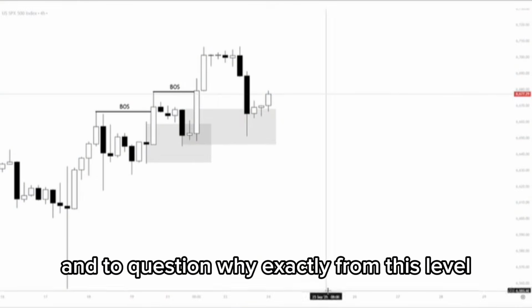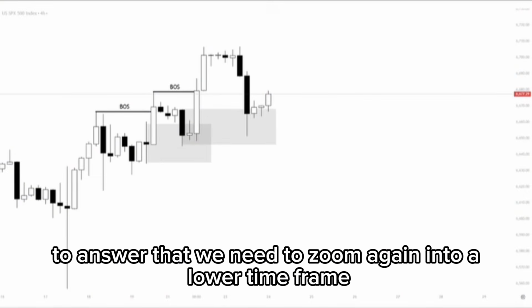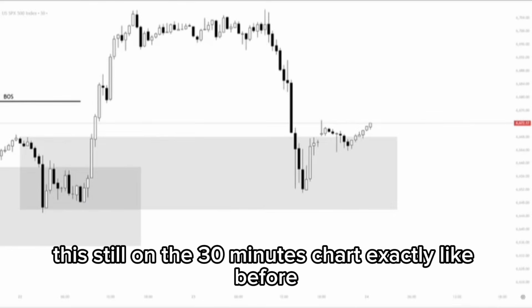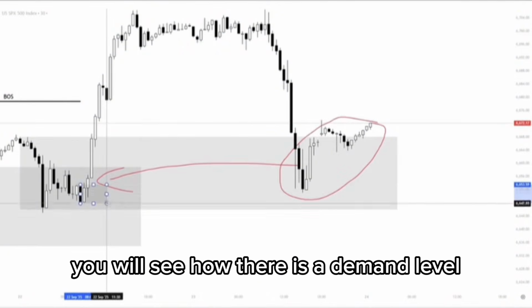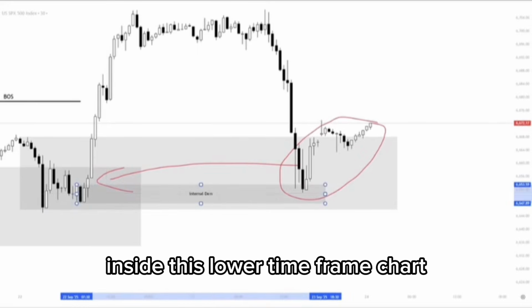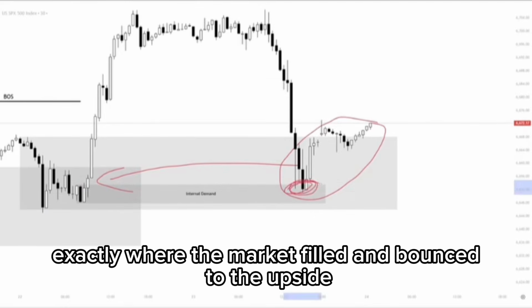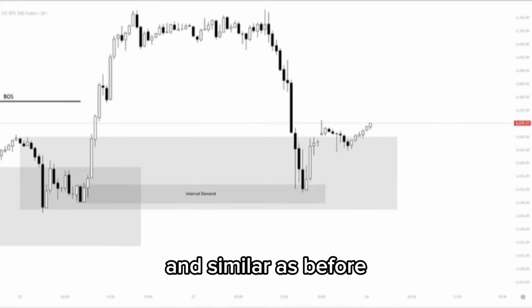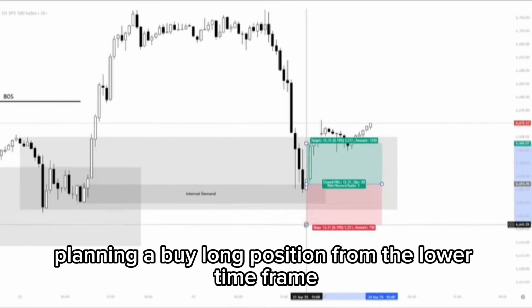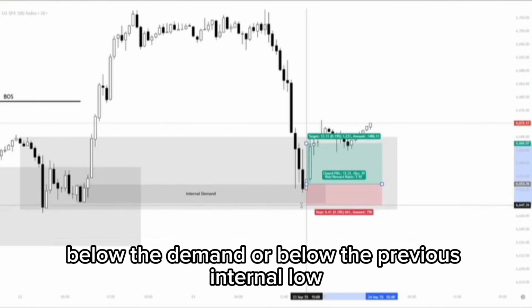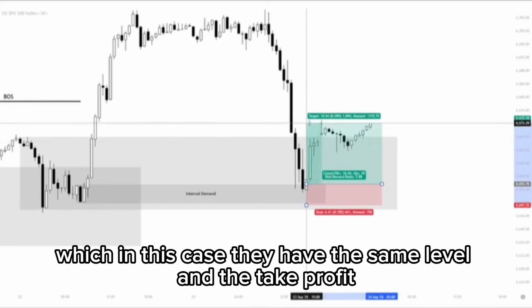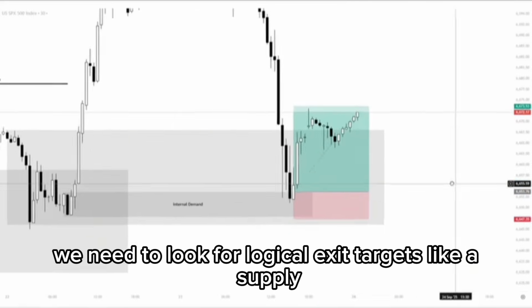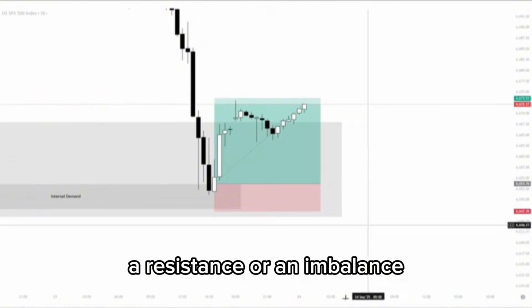And to question why exactly from this level, to answer that we need to zoom again into a lower time frame, this still on the 30 minutes chart, exactly like before, and by looking at the bounce, and more precise on its left, you will see how there is a demand level inside this lower time frame chart. And it's here exactly where the market filled and bounced to the upside. And similar as before, planning a buy-long position from the lower time frame demand, with the stop loss below the demand, or below the previous internal low, which in this case they have the same level. And the take profit, we need to look for logical exit targets, like a supply, a resistance, or an imbalance.